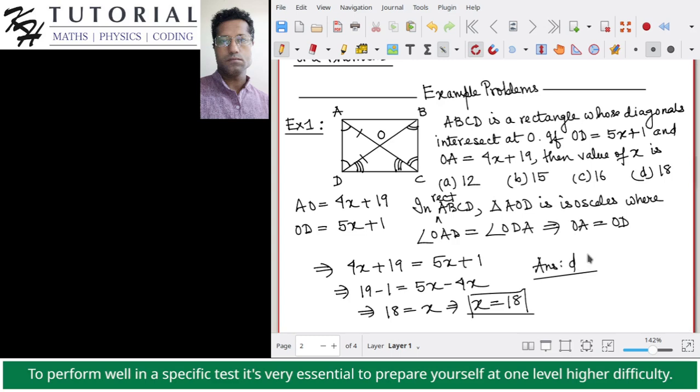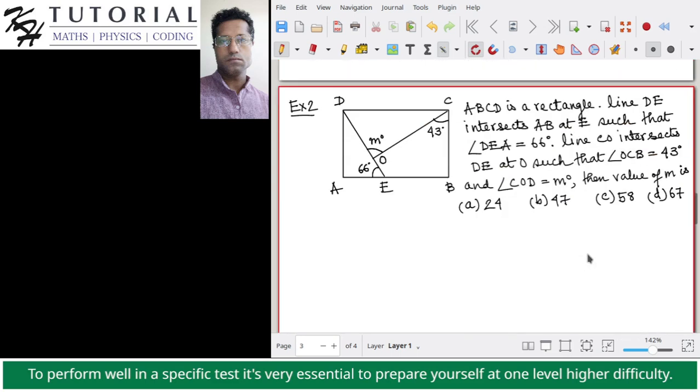Okay, let's do the next problem. It says that ABCD is a rectangle. Line DE intersects AB at E such that angle DEA is 66 degrees. Line CO intersects DE. Line CO. It should be actually segment, not line. DE is not a line. This should be line segment.